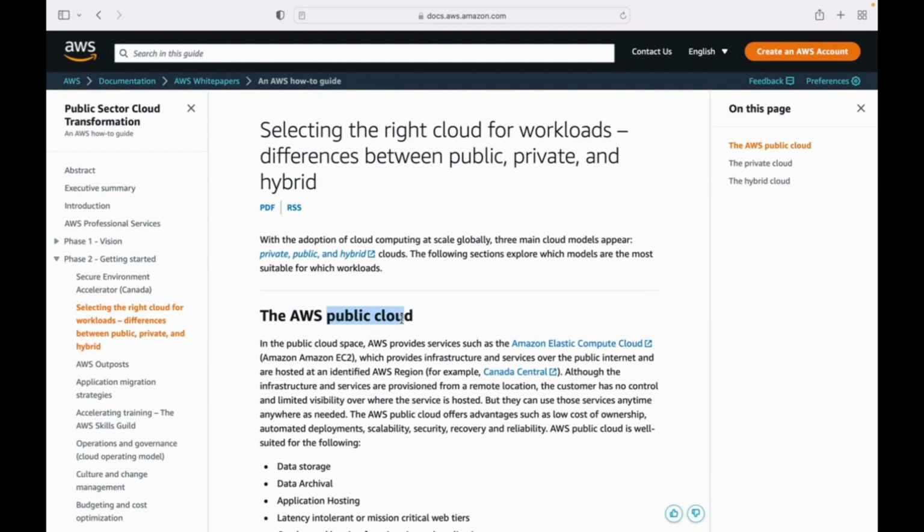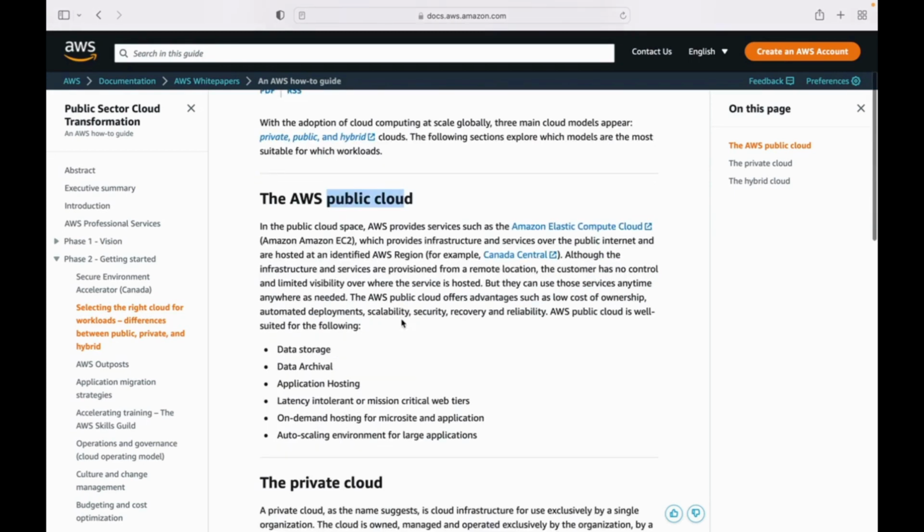That's one of the examples that comes under the AWS public cloud. It offers various advantages such as low cost of ownership, automated deployments, scalability, security, and reliability. It is well suited for data storage, data archival, application hosting, on-demand hosting of microsite applications, and so on. With public cloud offerings like AWS EC2, you can simply deploy a server on the cloud, implement the security, and deploy your applications over that EC2 server, which can be publicly available for everyone on the internet. That's what public cloud means.